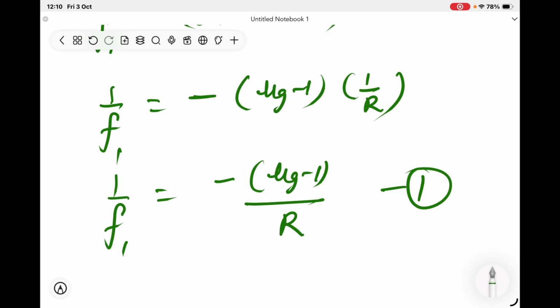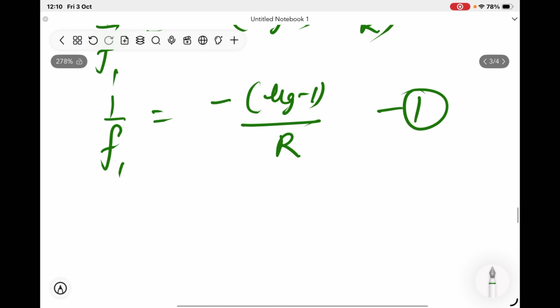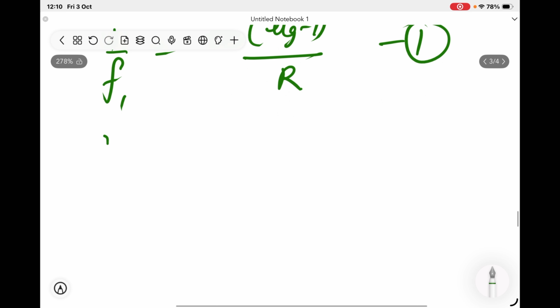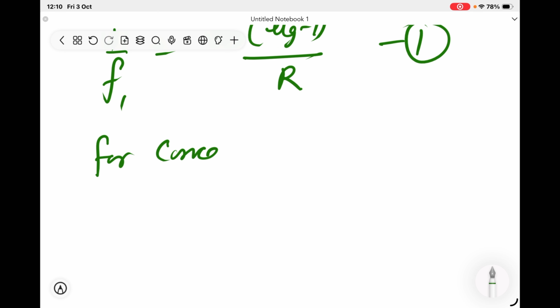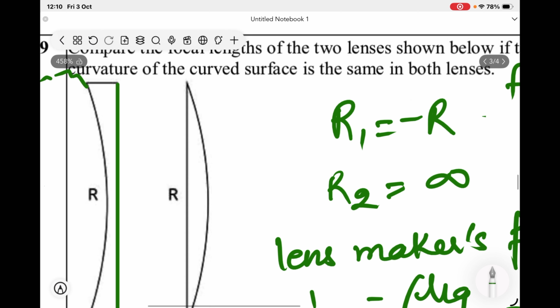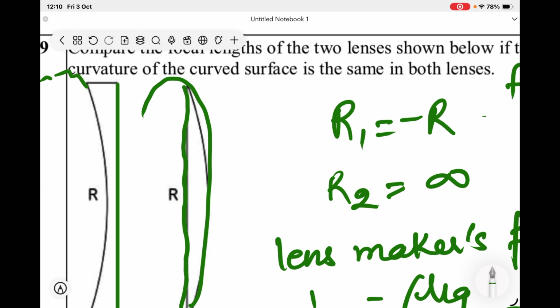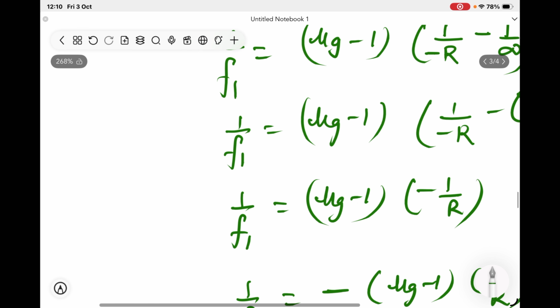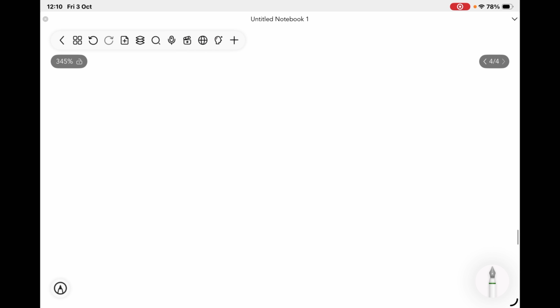Now let us pick up the diagram once more and see for plano convex. So let us see that diagram. It is this way. You can see the first side is straight, so R1 is infinity. And the second is this way: the circle is getting completed this way only, so it is minus R. That is R2.